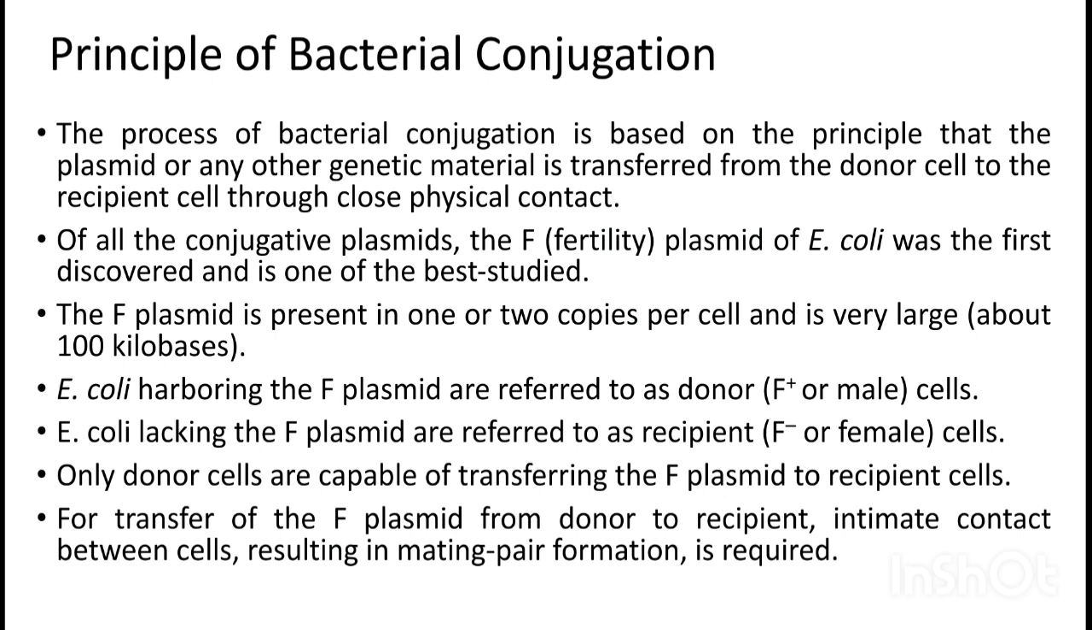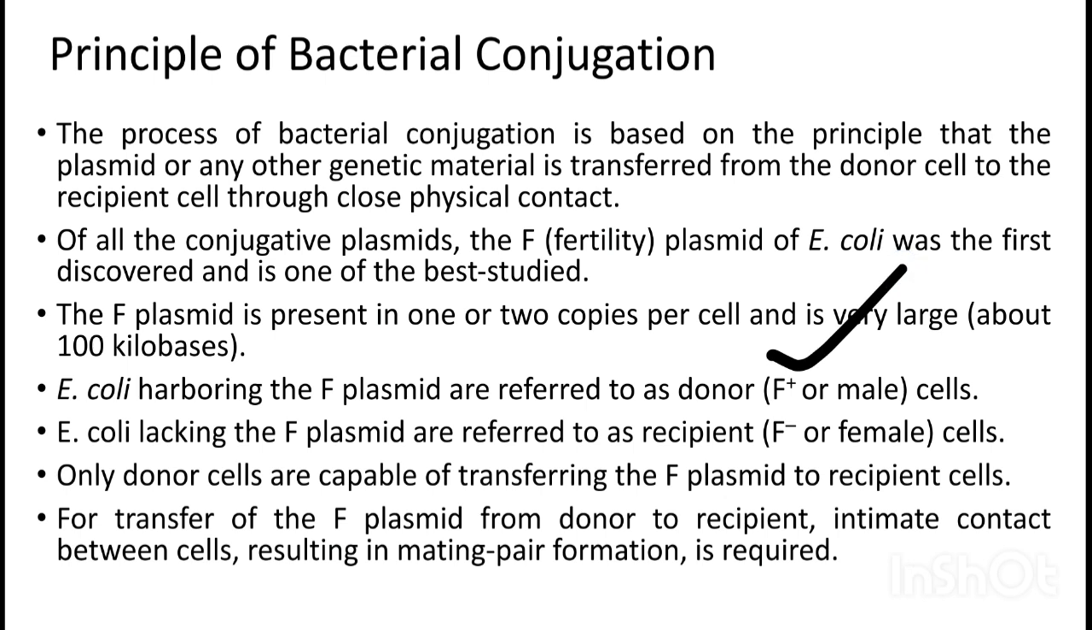And of all conjugative plasmids, the plasmid of E. coli was the first discovered and is one of the best studied. The F plasmid is present in 1 or 2 copies per cell and is very large, containing about 100 kilobases. E. coli containing the F plasmid is called F plus or male cell or donor cell, and E.